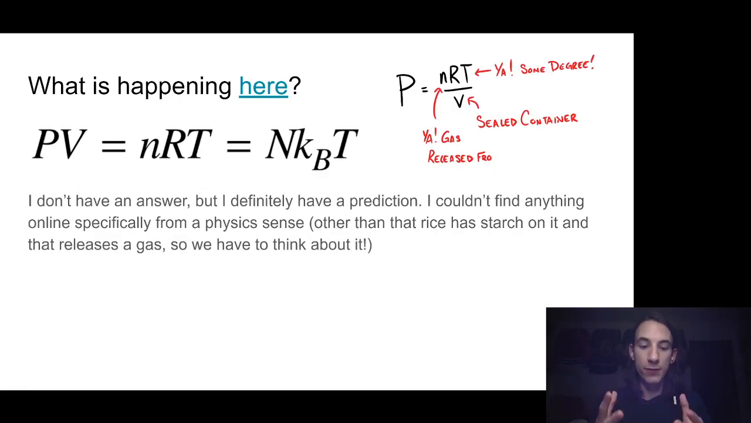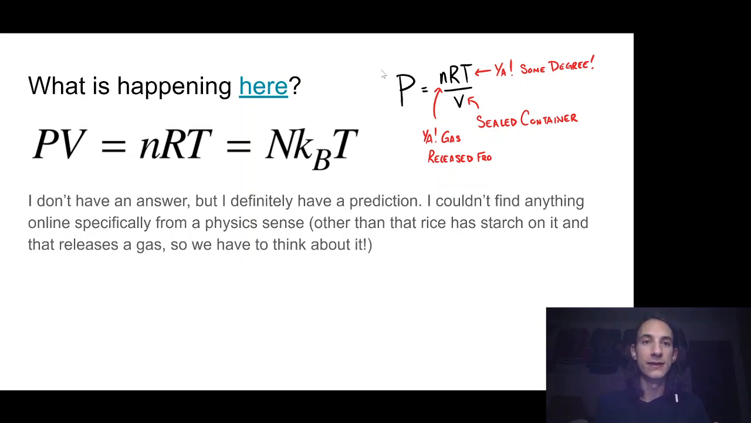All right, so now what we can do is revisit that situation where we're looking at the rice video. I don't specifically have an answer for this, but we can make a prediction. We can say, well, what we saw was this increase in pressure. We can use this ideal gas law equation and say P is equal to nRT divided by the volume.